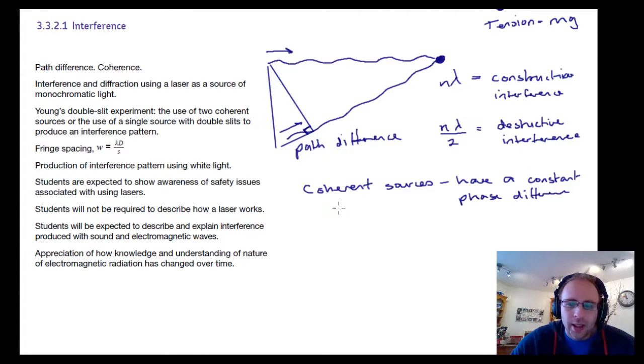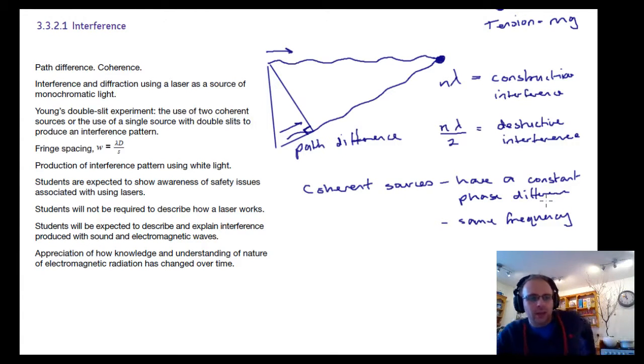In order to get interference which produces a pattern, which we're going to get to in a second, for them to have a constant phase difference as well, they're going to have the same frequency. So in order to get a pattern where we get constructive and destructive interference, we need coherent sources. They've got a constant phase difference and they have the same frequency.